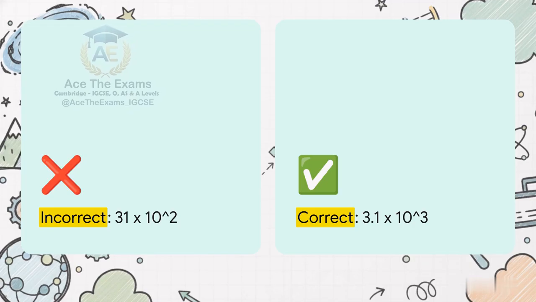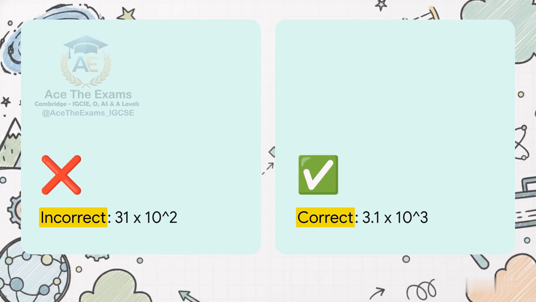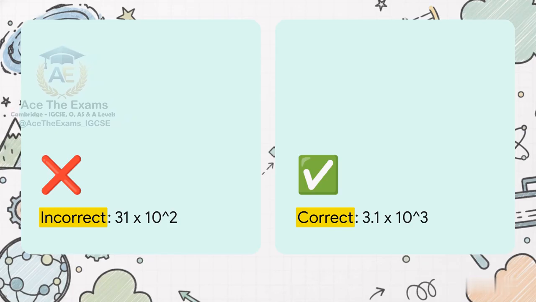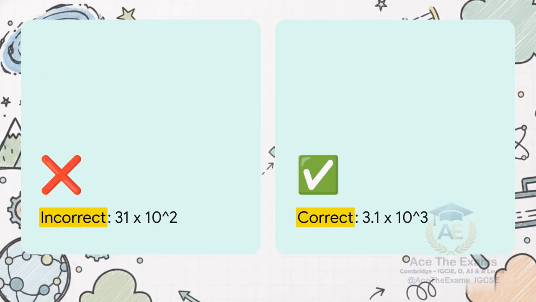Why? Because neither of these are in standard form. 31 is way bigger than 10, and 0.31 is smaller than 1. They completely break the golden rule. The only correct way to write this in standard form is 3.1 times 10 to the power of 3. That value, the 3.1, fits perfectly into our golden 1 to 10 range. You have to keep that rule locked in your mind at all times.